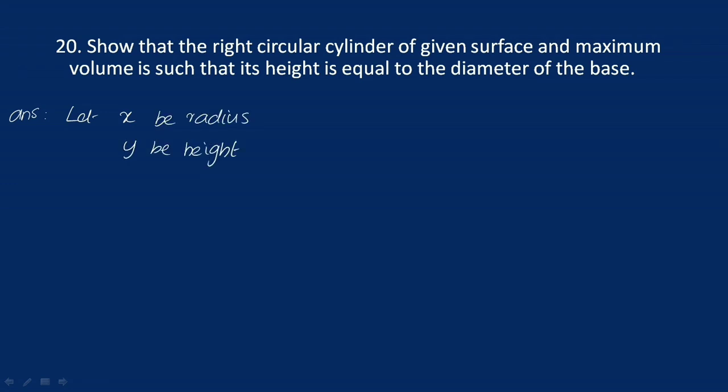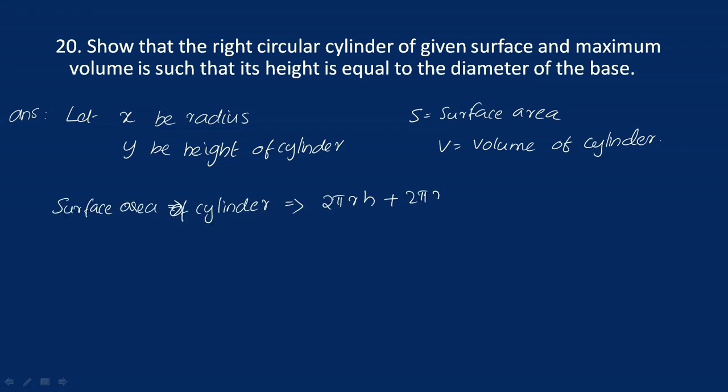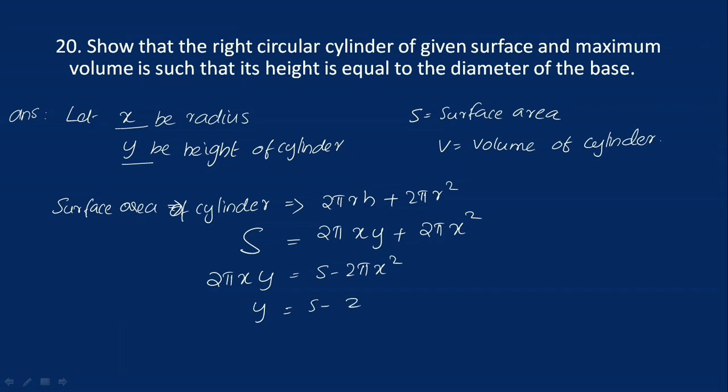So let us consider x to be the radius of the circular cylinder and y to be the height of the circular cylinder. Now the surface area can be written as S and the volume of the circular cylinder as V. The surface area of a circular cylinder is 2 pi rh plus 2 pi r square. Now instead of r we have x and instead of h we have y here. So substituting that, we have 2 pi xy plus 2 pi x square, that is S, the surface area. From this, 2 pi xy is equal to S minus 2 pi x square, or y is equal to (S minus 2 pi x square) by 2 pi x.